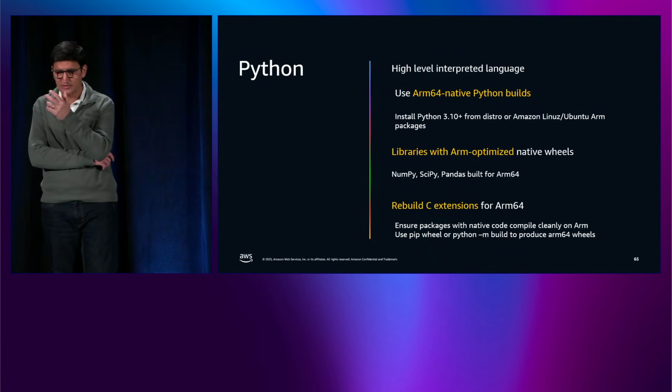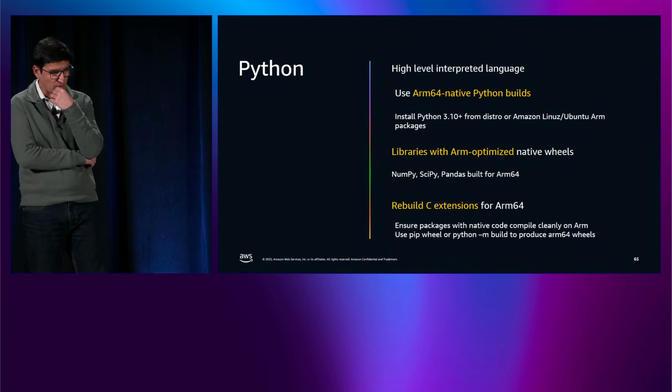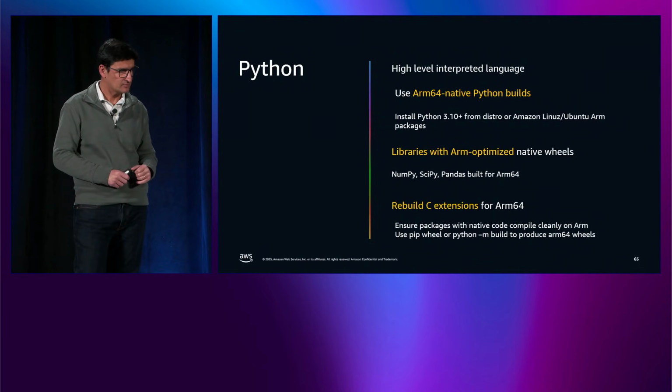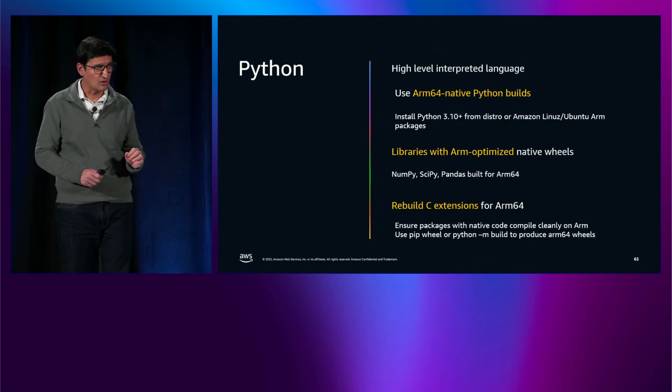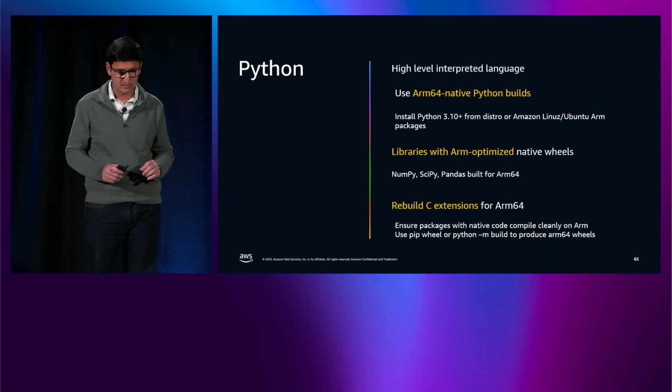Python, a high-level interpreted language, runs really well on Graviton when you use ARM64 native Python libraries. Also make sure that your Python math libraries are ARM optimized.